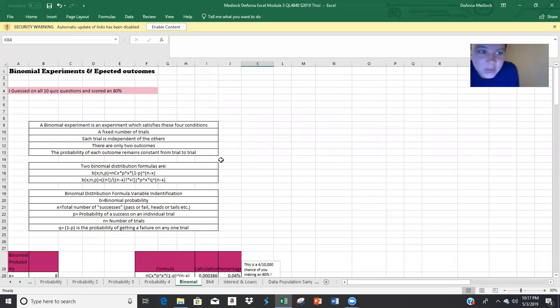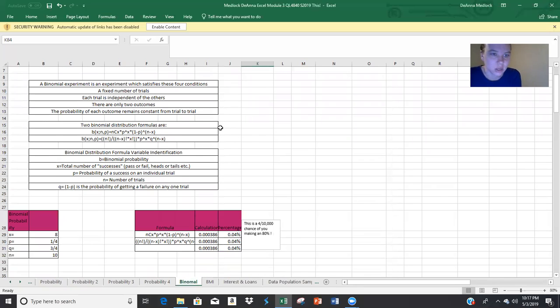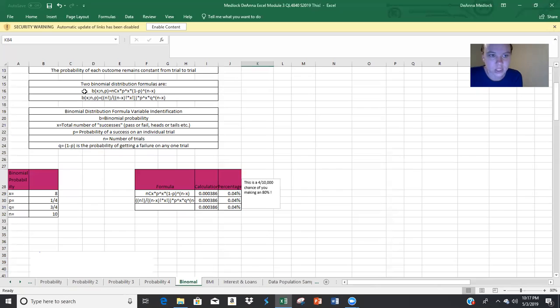The next fun thing that we did was binomial experiments and expected outcomes, which kind of stems from the probability. A binomial experiment is an experiment that satisfies these four conditions: a fixed number of trials, each trial is independent of the others, there are only two outcomes, and the probability of each outcome remains constant from trial to trial. And the two binomial distribution formulas that I used are these right here, which has the classy symbols.